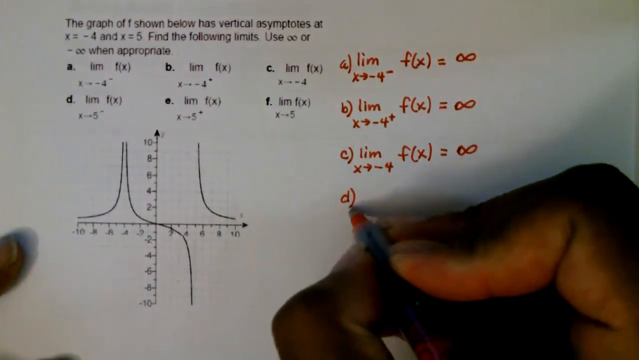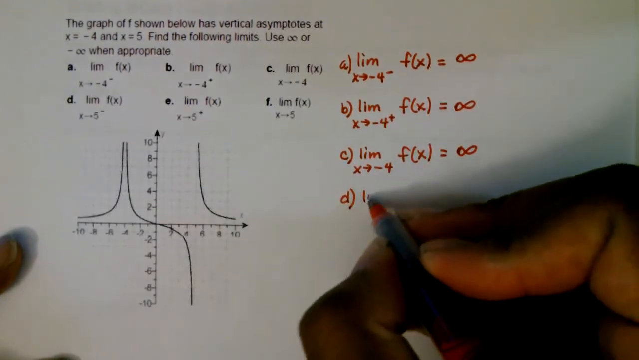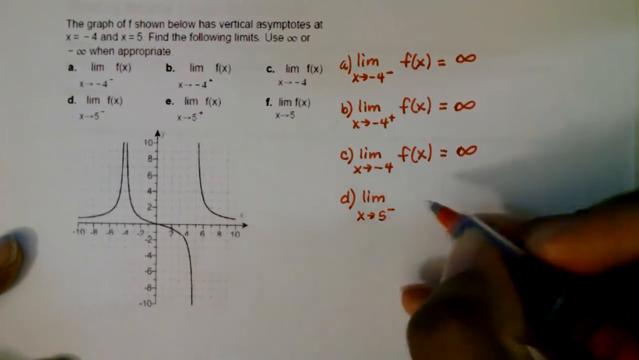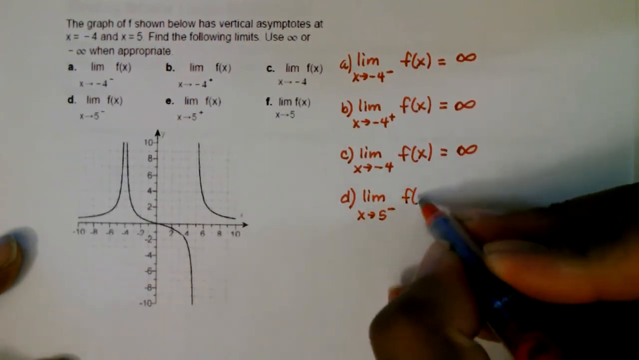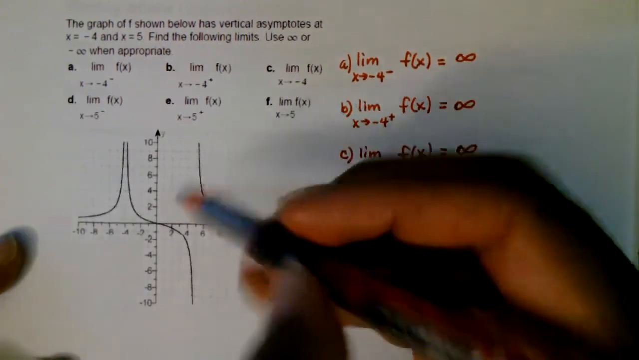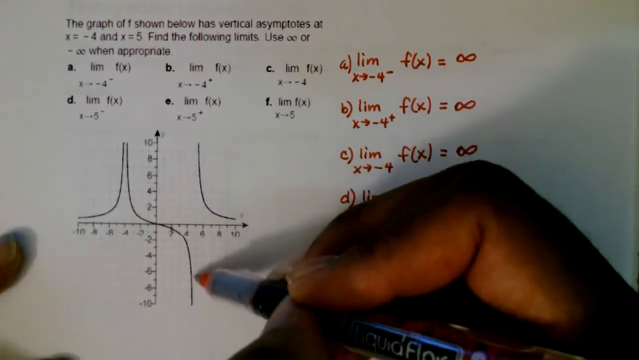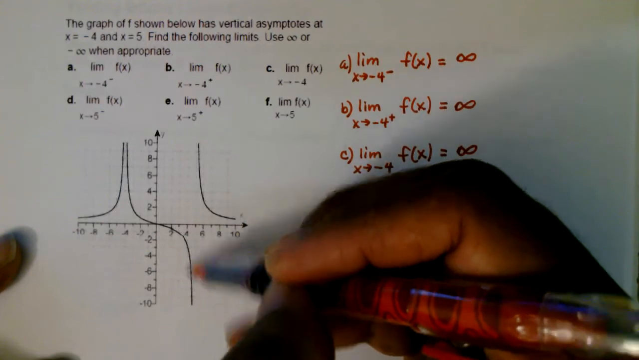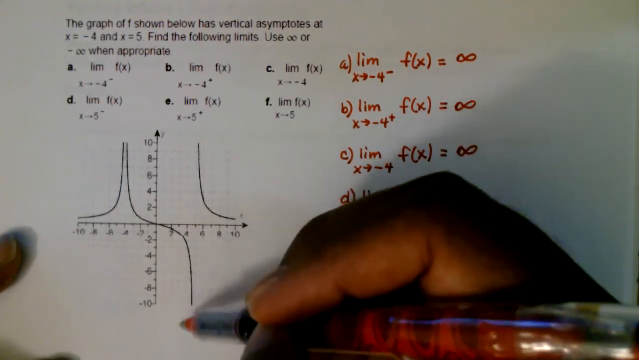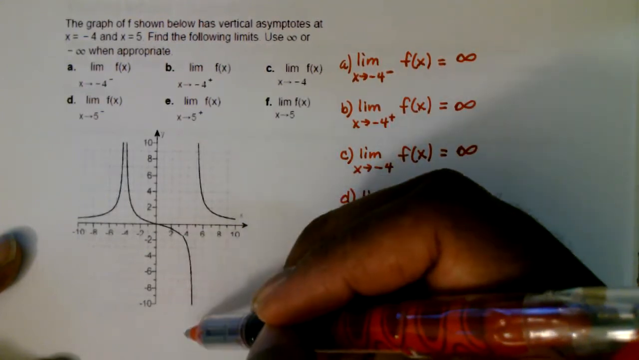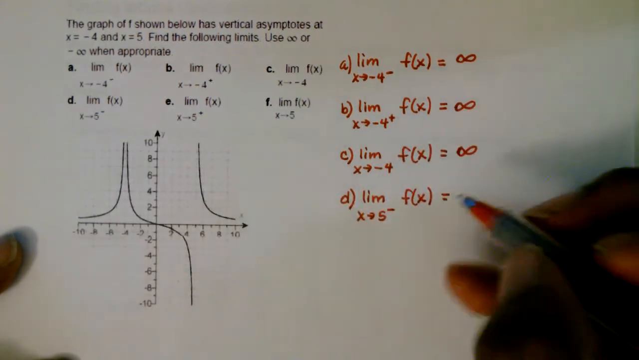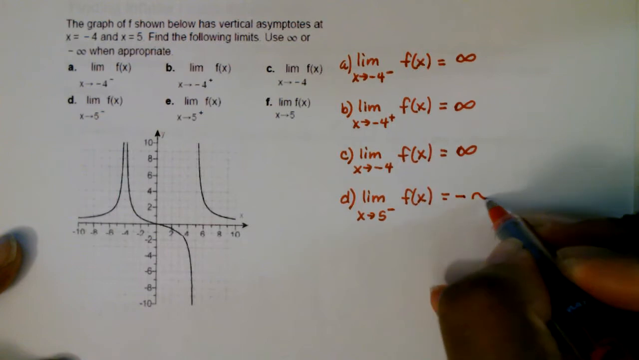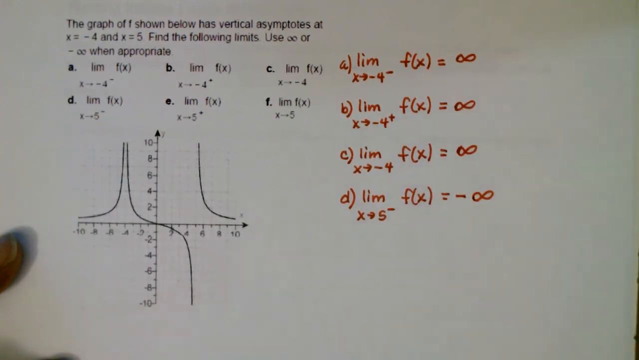Okay. Part D. The limit as x approaches 5 from the left of the function f of x. Well, here's 5 right here. Let's find out what's going on to the left of 5. Here it is going downward without bound. It's getting smaller and smaller without bound. So that means the limit as x approaches 5 from the left of f of x is negative infinity.